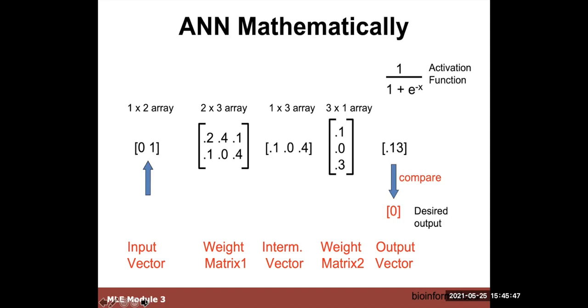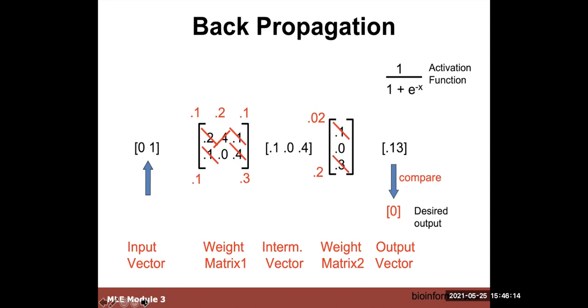So we have our weight matrices, in this case weight matrix 1 and weight matrix 2. We have our input, which is 0 and 1, and we have an output, which is 0.13. We can pass that output through our activation function and determine whether it is close to zero or not. We can compare it to a desired output. If that's off, then we go back through backpropagation, modifying using those derivatives of the cost function, the errors, and the derivatives of the activation function, and those will either increase or decrease the weights depending on their strength and relative importance.